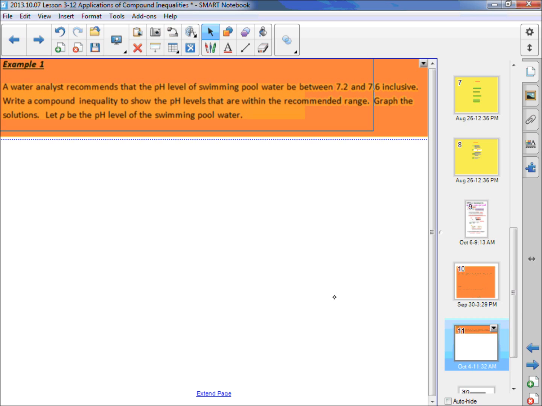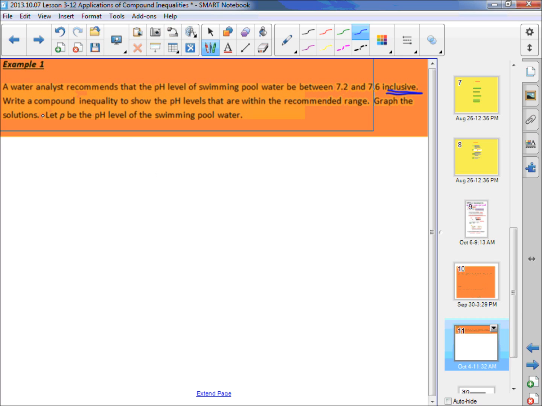Okay, so a couple things I need to explain to you. First of all, is the word inclusive. The word inclusive right here means included. So basically, if it's between 7.2 and 7.6 inclusive, what that means is that the pH can be exactly 7.2 and that it can be exactly 7.6. So it can be both of those, like those are both solutions. But it can't be any less than 7.2 and it can't be any more than 7.6.